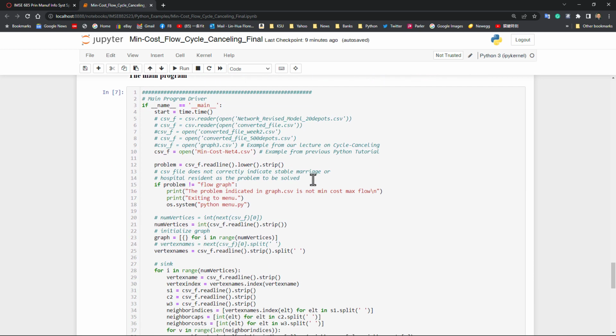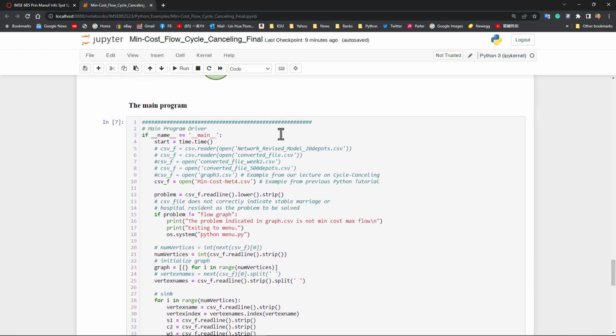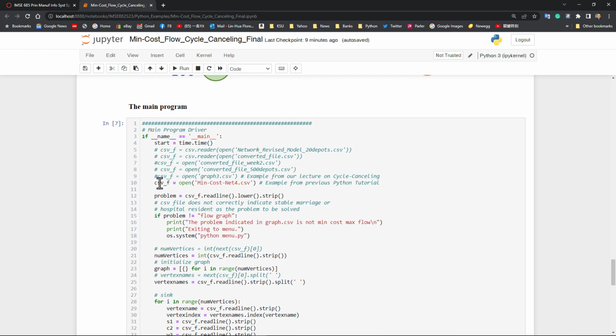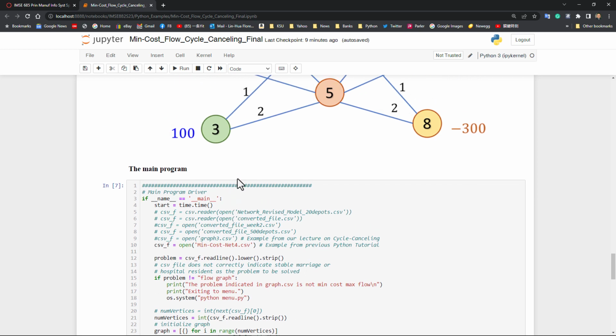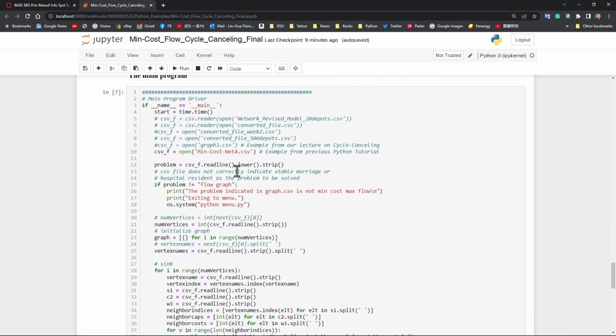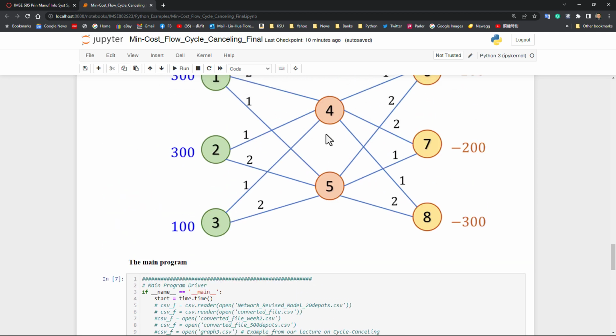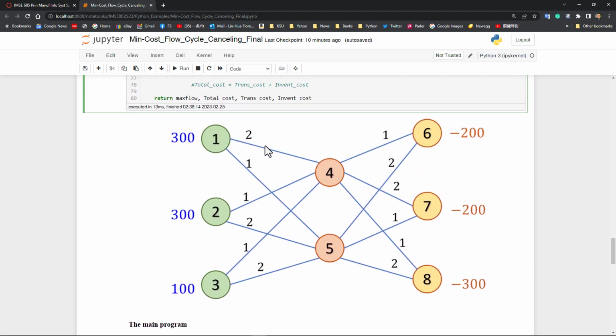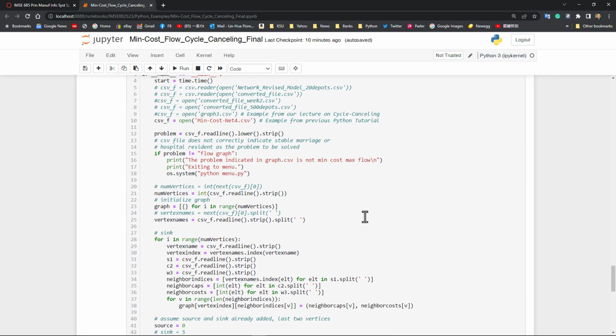So our main program currently reads in, using the CSV reader, the minimum cost network with four nodes, network 4 CSV, which is this example. Okay, total 1, 2, 3, 4, 8 nodes right here.